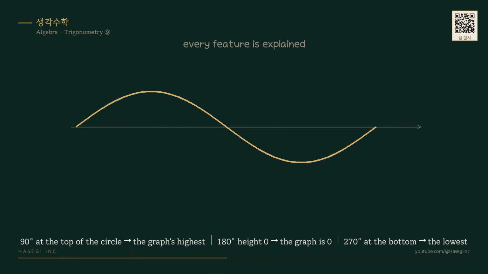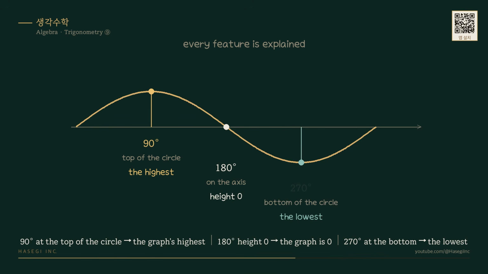Now every feature of the graph is explained. When the angle is 90 degrees, the point is at the top of the circle, so the graph is at its highest. At 180, the point returns to the horizontal axis. The height is exactly 0, so the graph is 0. At 270, the point is at the bottom, so the graph is at its lowest.